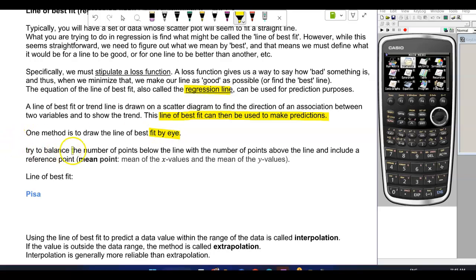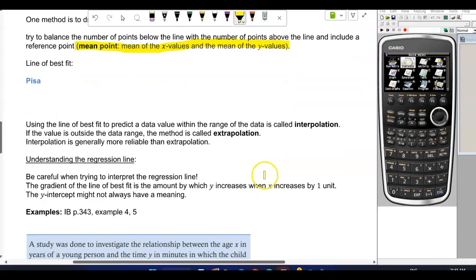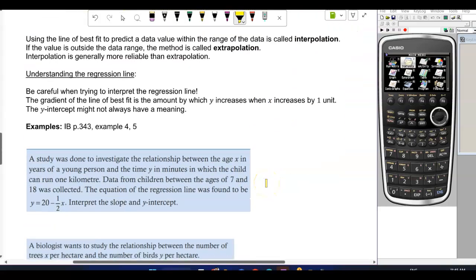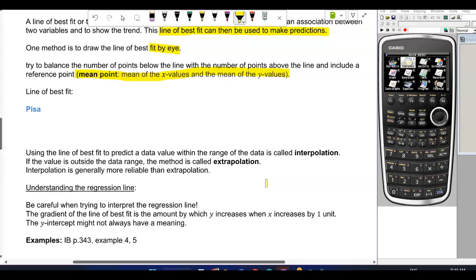Try to balance the number of points below the line and above the line, and include the reference point. This is very important: the reference point, the mean values of x and y, should always lie on the line. On your calculator, is there one way you just click and it shows the line of best fit, or do you have to find the mean first, then mark it? It will show you everything.